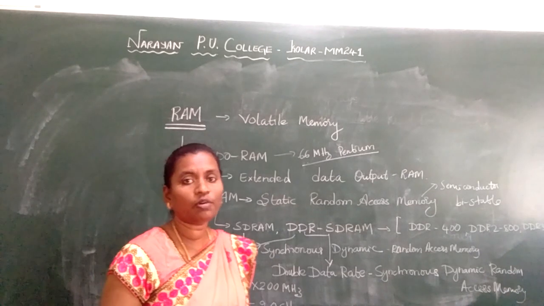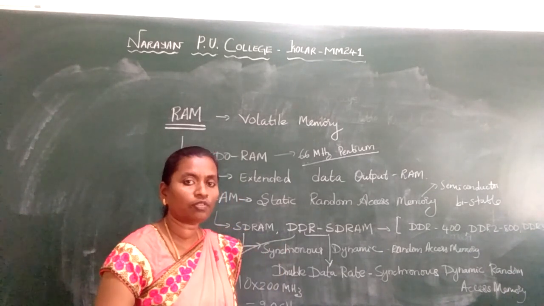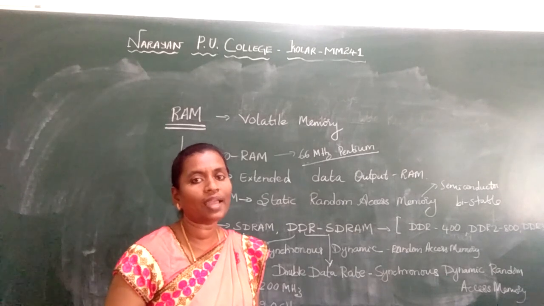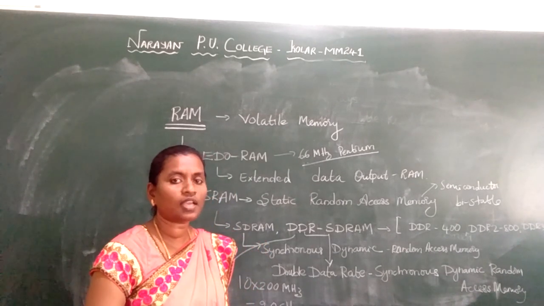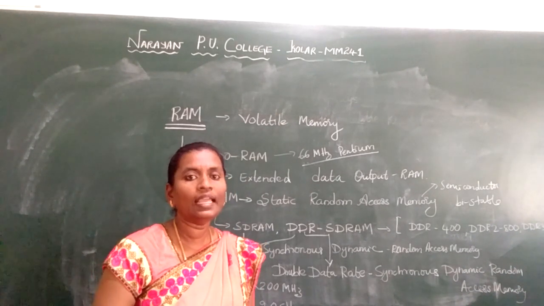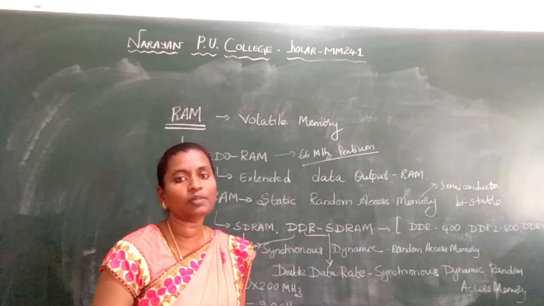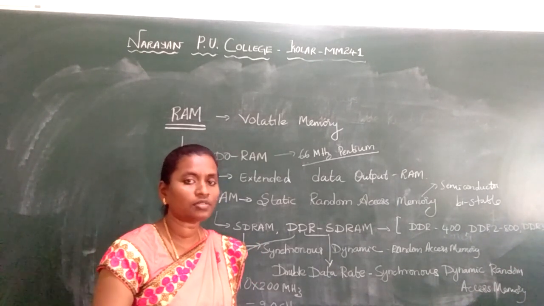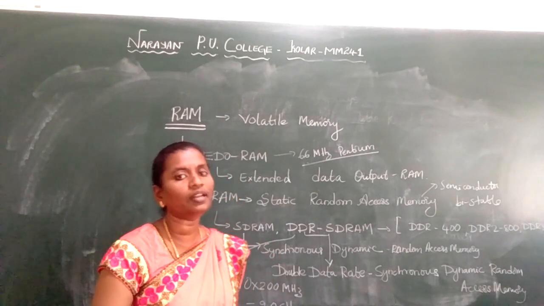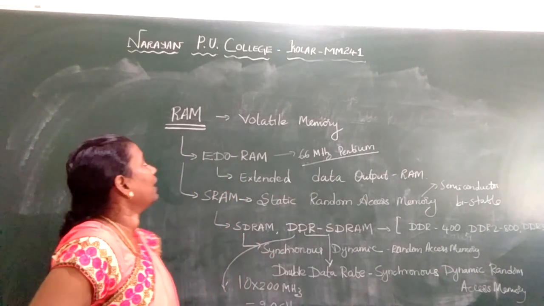Then we have seen the types of ROM: PROM, EPROM and EEPROM. PROM stands for programmable read-only memory. EPROM stands for erasable programmable read-only memory. EEPROM stands for electrically erasable programmable read-only memory. Next we will see RAM.